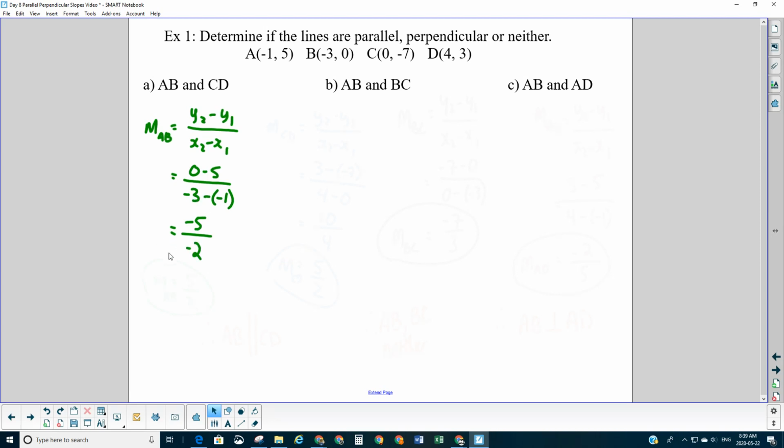Now, that is technically the slope, but a negative divided by a negative is a positive, so we can reduce this to just 5/2. That tells us that the slope of the line connecting these two dots, A and B, is 5/2. We don't need to actually graph it to look at that and say rise 5, run 2. We can just use this characteristic to determine if other lines are parallel. So we're asked to compare AB and CD.